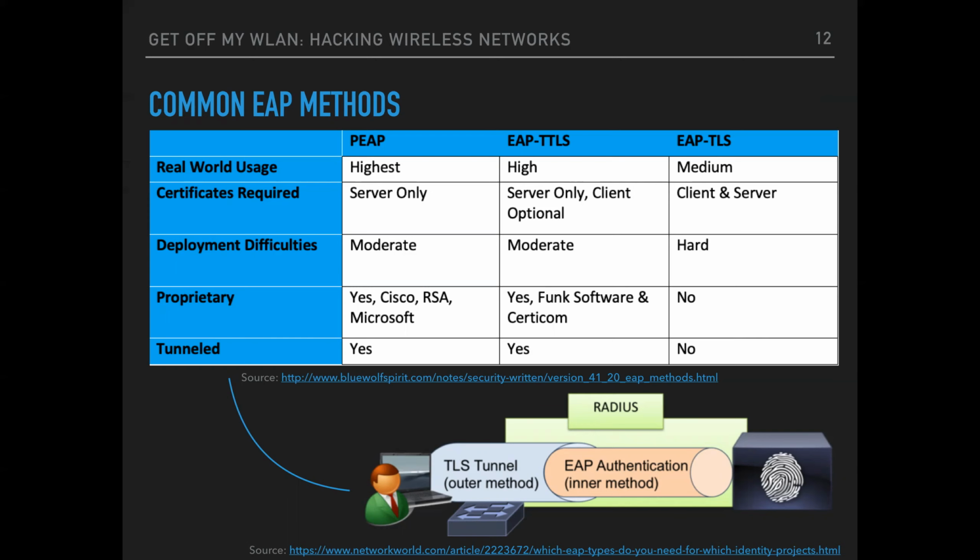EAP-TLS is not proprietary and not tunneled. This method enforces certificates on both the client and server side, making the deployment a little bit more challenging than the other two methods. Not only is this deployment a heavy task, but maintenance is pretty costly as well. However, this configuration will offer the strongest security for an enterprise network.